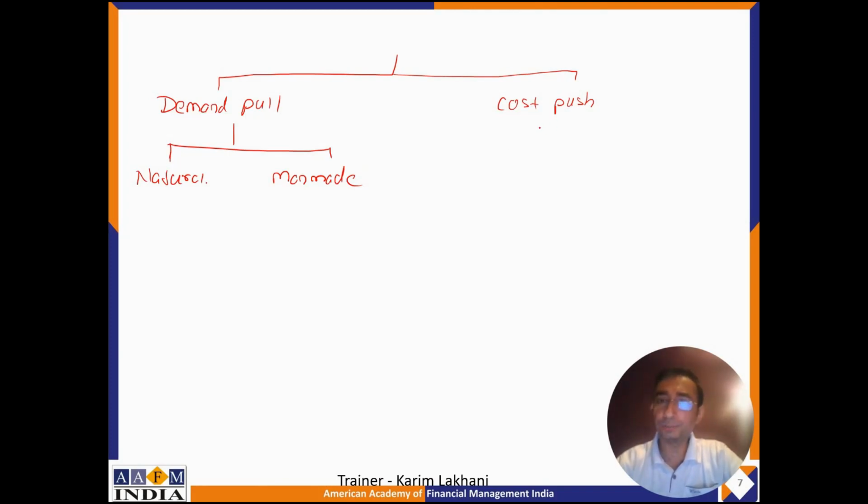Coming to cost push inflation, here also you can have two categories of reasons. One can be normal, and the other can be abnormal. Now see, normally the price goes up.